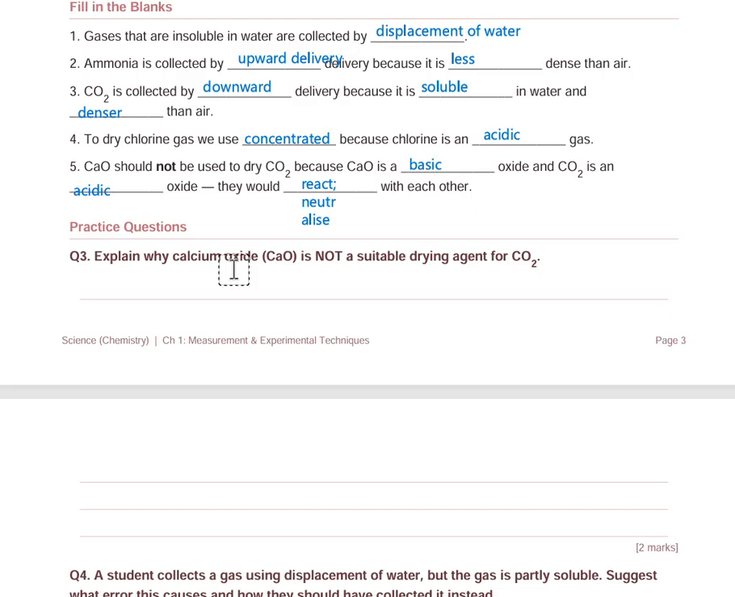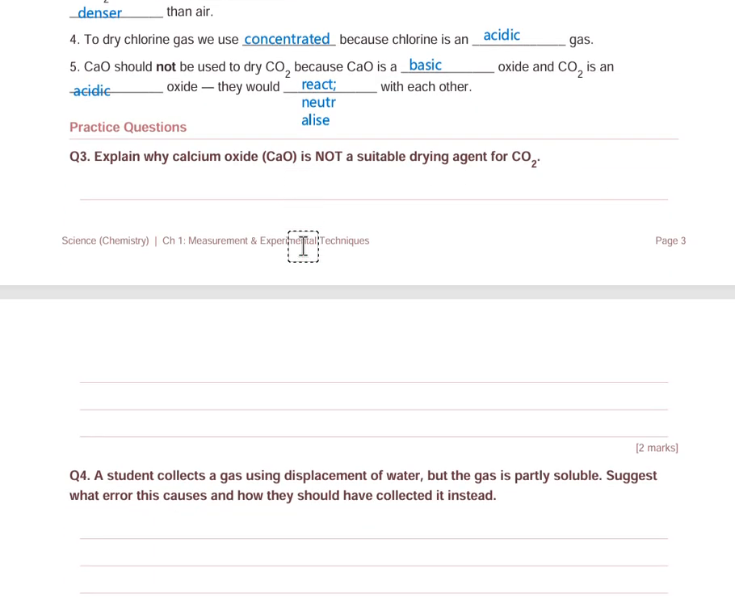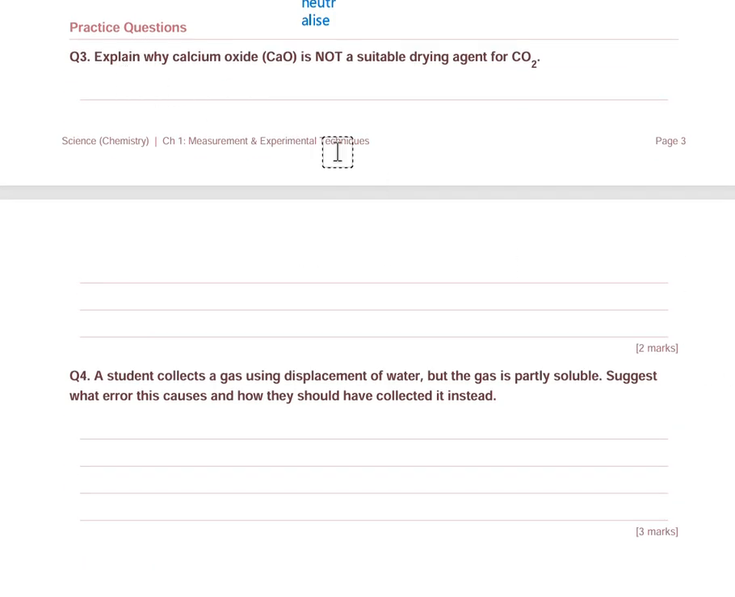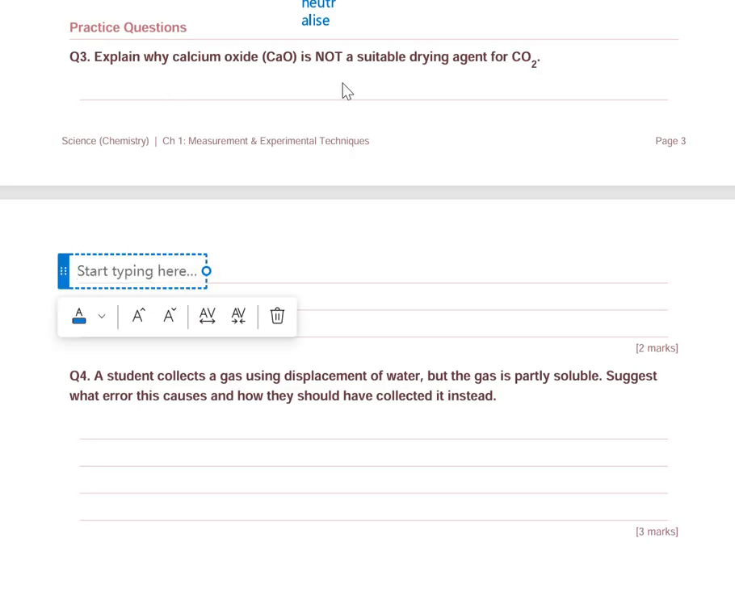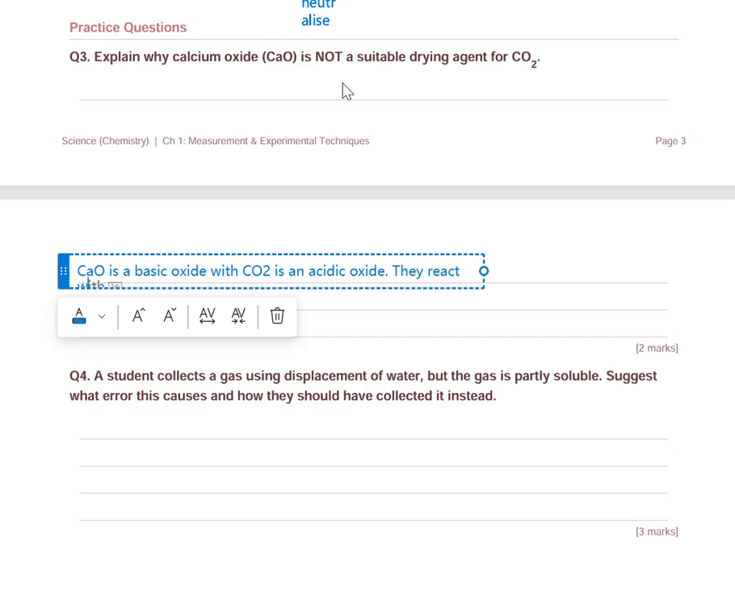Okay, next question. Explain why calcium oxide is not suitable for drying CO2. We have 2 marks, so we need to write 2 points. So let's first write our first point. Why? Let's say CaO first is a basic oxide. Because CO2 is an acidic oxide. I'm sorry, my grammar is a bit wrong, but it's okay. They react.